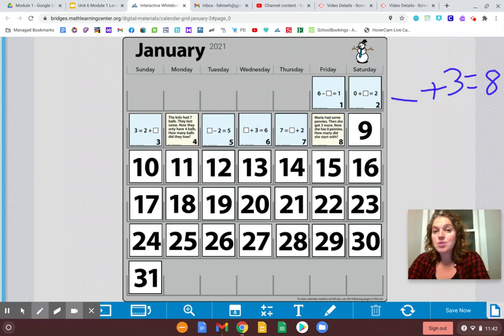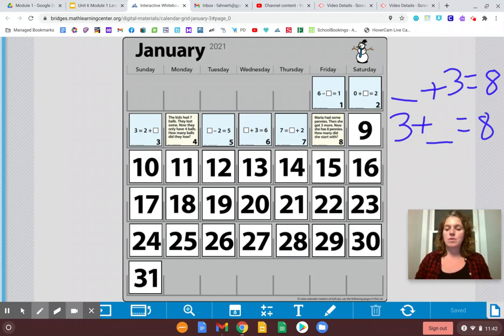What are some strategies you could use to solve that problem? Well, you could start with 3 and count on till you got to 8, because when we add, it doesn't matter if the 3 is first or second. Those numbers can be flipped. So you could say 3 plus blank equals 8, and count on to figure out that answer.